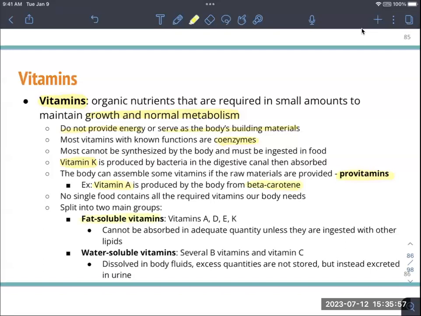Because we have fat-soluble vitamins like A, D, E, and K. They cannot be absorbed unless they are actually ingested with lipids. Water-soluble vitamins, like most of our B vitamins and vitamin C, do dissolve in body fluids. We cannot store the extra ones, so the vitamins that we don't use get excreted in the urine.